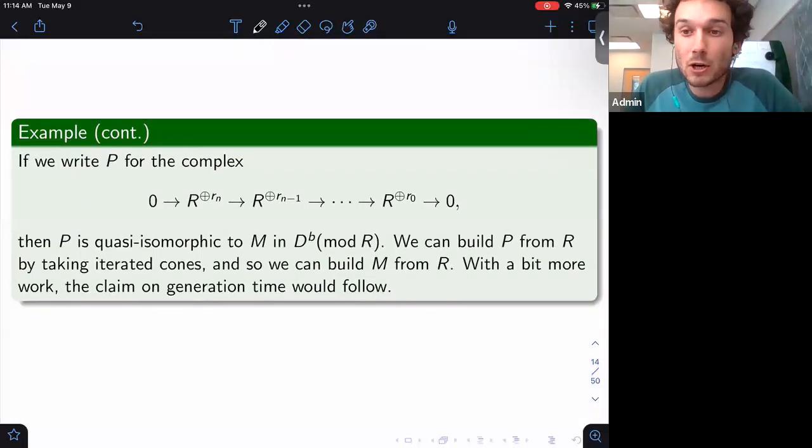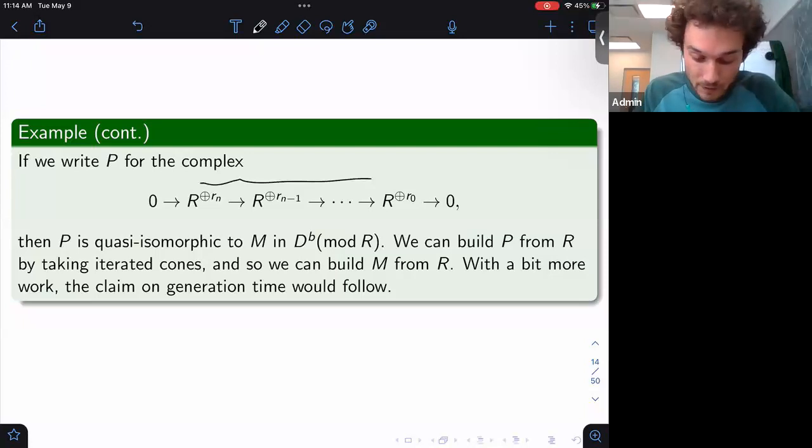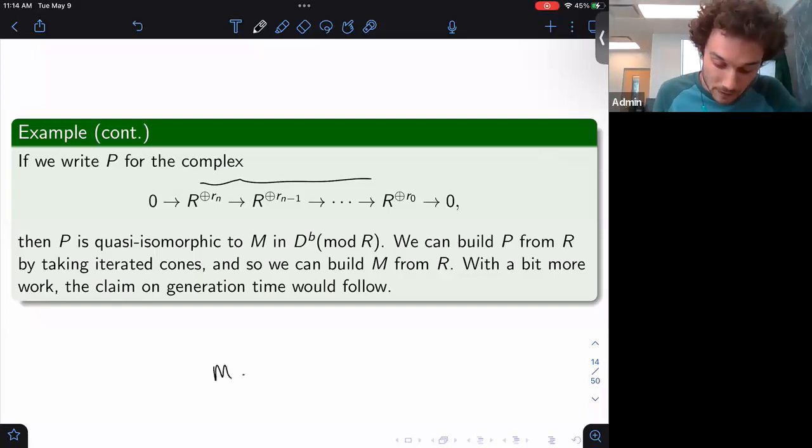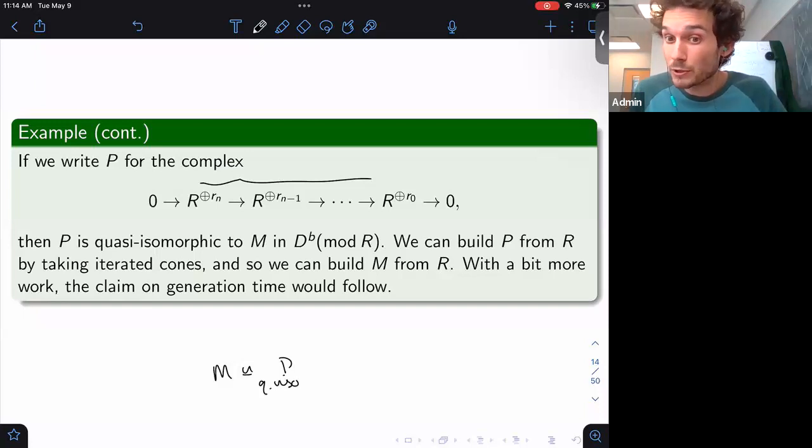Okay, so if I write P for the complex, which is the finite free resolution where I remove M, P is quasi-isomorphic to M. But what's nice is this object is just an object that's built from R by taking iterated cones. So because M is quasi-isomorphic to P, and I know P can be generated by R using iterated cones, then I can build M from R. In the sense that I can just build its projective resolution, or replace it with the projective resolution, I can build it.